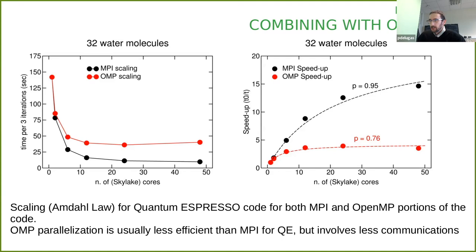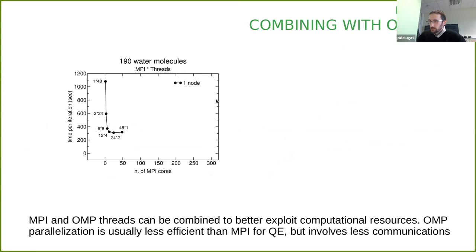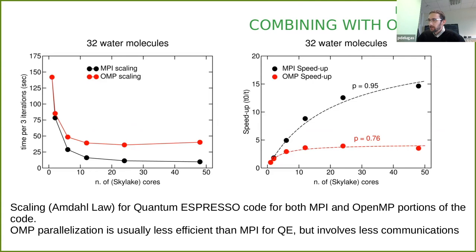But also you can see in the second graph, which reflects in some way Amdahl's law, that the parallelized portion of the Quantum Espresso code is 95% parallelized with MPI and only 76% parallelized with OpenMP. So, as you know, for Amdahl's law, if you parallelize 95% of the code, the maximum speedup cannot go beyond 20 times the performance of one single core.